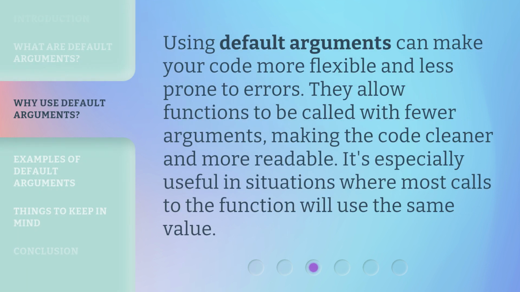Using default arguments can make your code more flexible and less prone to errors. They allow functions to be called with fewer arguments, making the code cleaner and more readable. It's especially useful in situations where most calls to the function will use the same value.